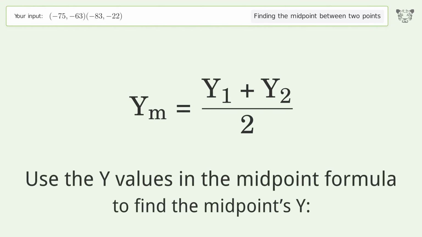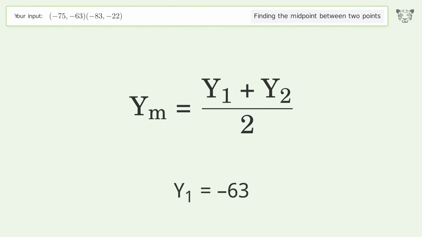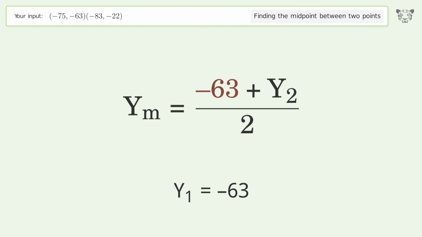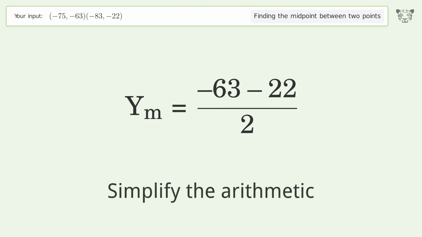Use the y values in the midpoint formula to find the midpoint's y. y1 equals -63. y2 equals -22. Simplify the arithmetic.